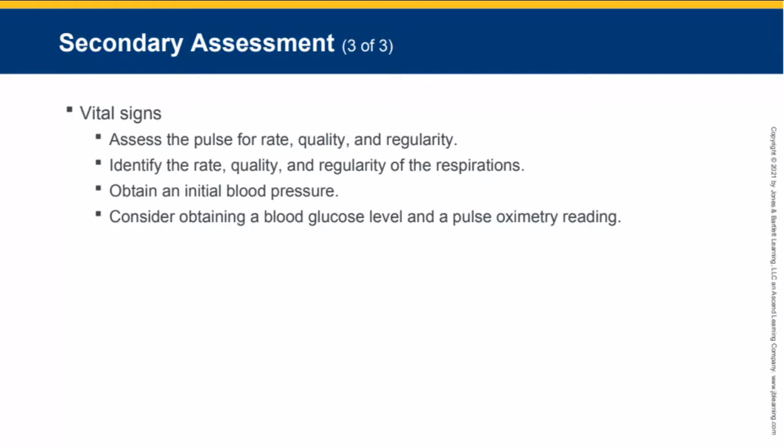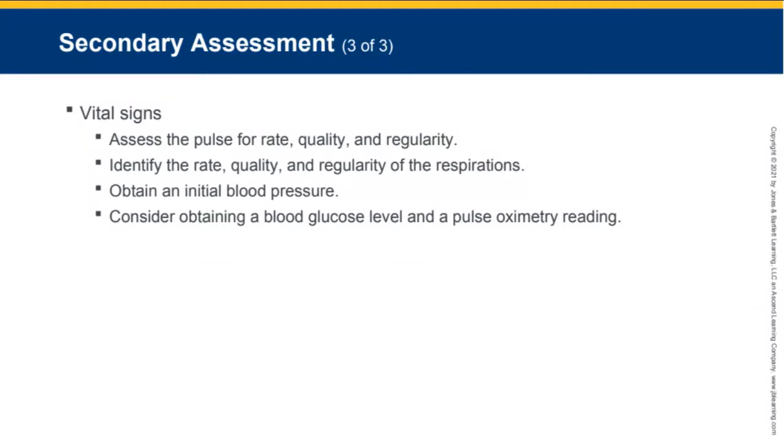You also collect a complete set of vitals. So you assess the pulse rate. The pulse rate, of course, should be between 60 to 90 beats per minute. The quality of the pulse: is it weak or thready? Is it strong? Is it bounding? Regularity, that is, is it consistent or is it irregular? If it's irregular, then right then and there, you can determine that this incident may be because of a cardiac problem. Identify the rate, quality, and regularity of respiration.